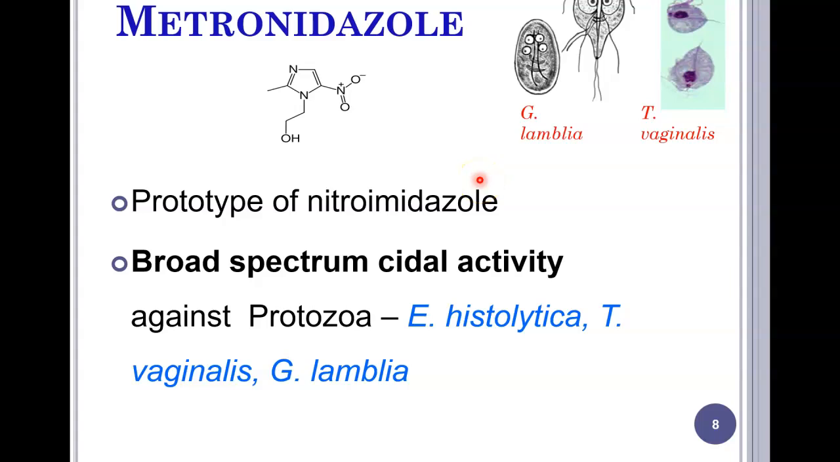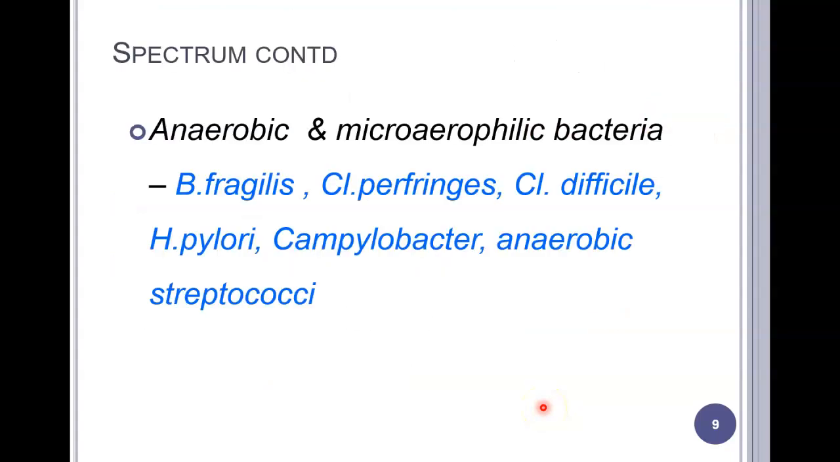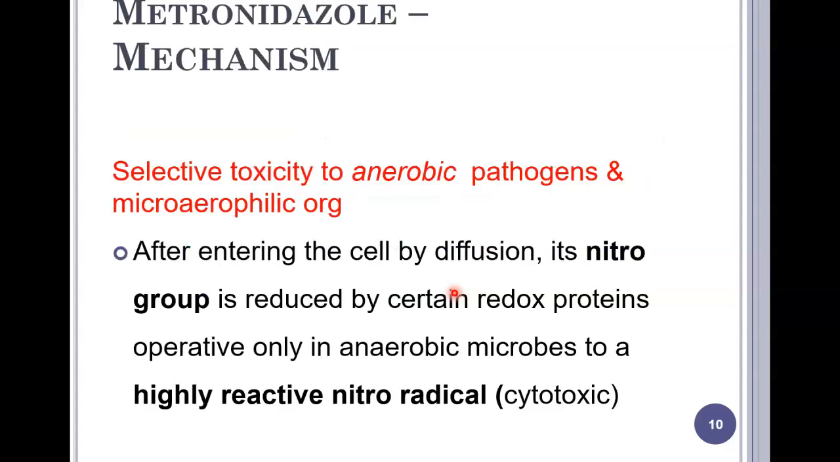Coming to the prototype drug in the nitroimidazole group, that is metronidazole. It acts on anaerobic protozoa. It has broad spectrum activity against Entamoeba histolytica, Trichomonas vaginalis, and Giardia lamblia. It also acts on anaerobic and microaerophilic bacteria like Bacteroides fragilis, Clostridium perfringens, Clostridium difficile, Helicobacter pylori, Campylobacter, and anaerobic streptococcus. Coming to the mechanism of action of metronidazole.